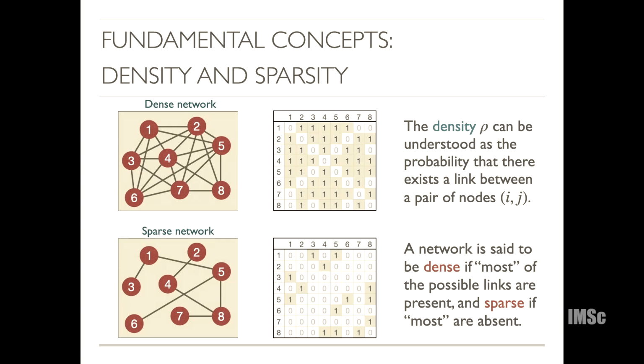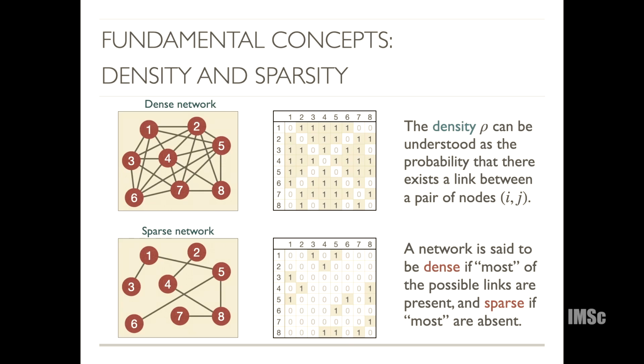You just have a few ones, and so these are typically referred to in a very loose sense, because there's no strict definition for this, but loosely a network is said to be dense if most of the possible links are present, and is said to be sparse if most of the links are absent, right?